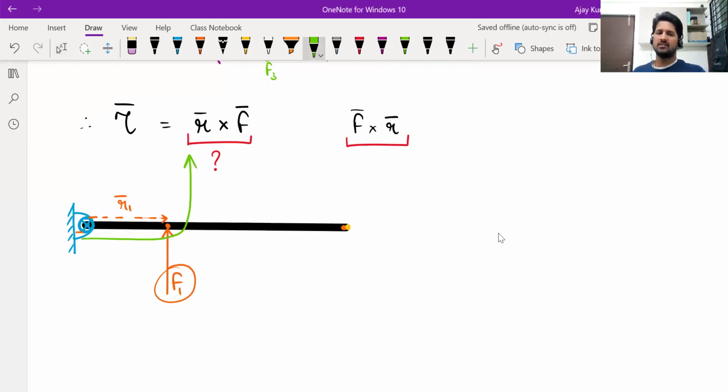Just because we drew the vector on the lower side doesn't mean you turn this way. The direction shown by F is upward, so you have to turn that way. Now curl your right hand fingers this way. It's an anti-clockwise sense. So R cross F is anti-clockwise. F cross R will be clockwise.